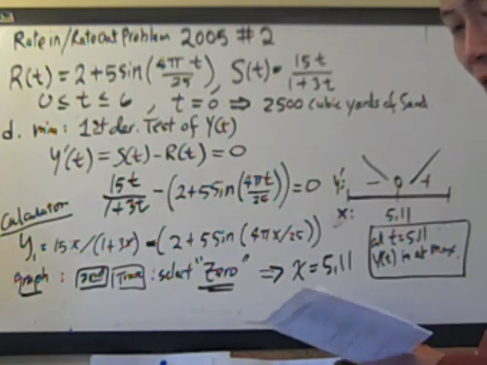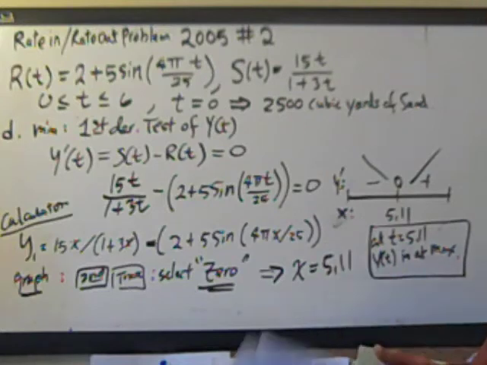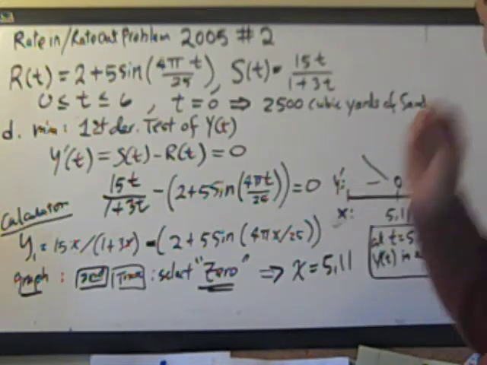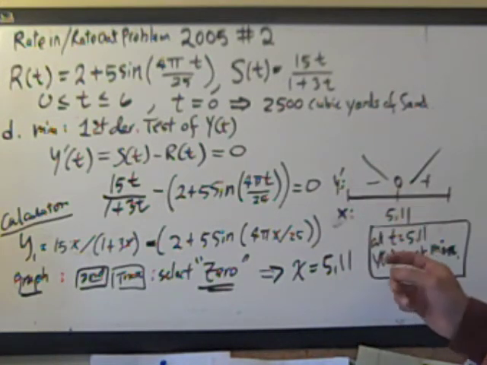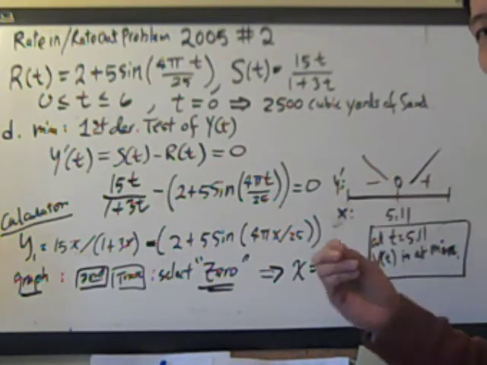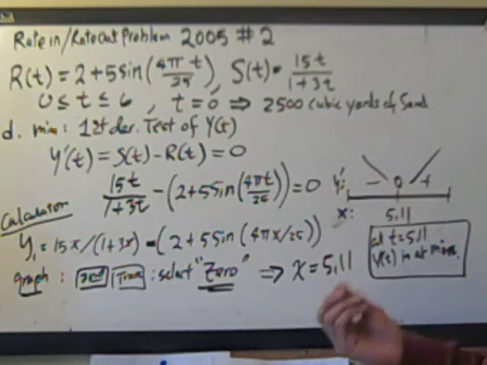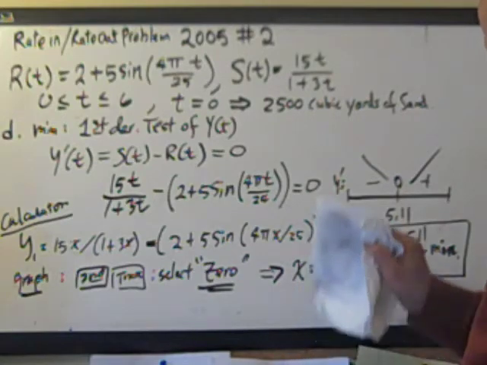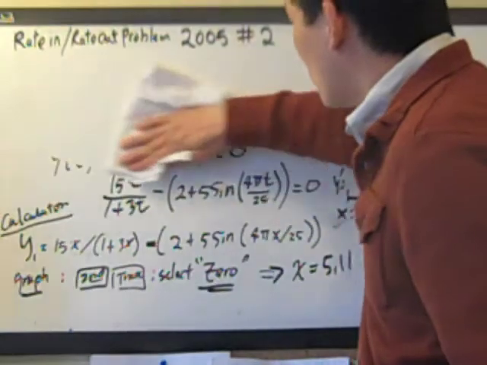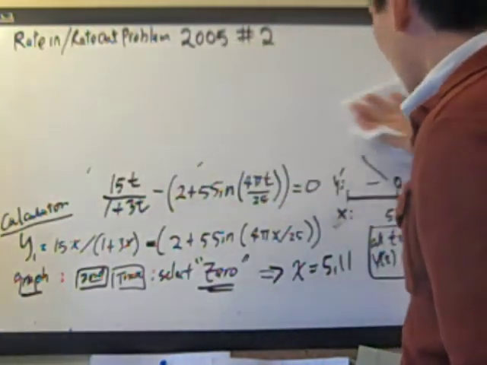I'm sorry, this should be minimum, not maximum. It is at minimum. But what is the actual minimum value? This 5.11 is not the minimum value. 5.11 is when the minimum value will occur. But what is the actual minimum value? I will need to erase these in order to make room for us to figure that out.